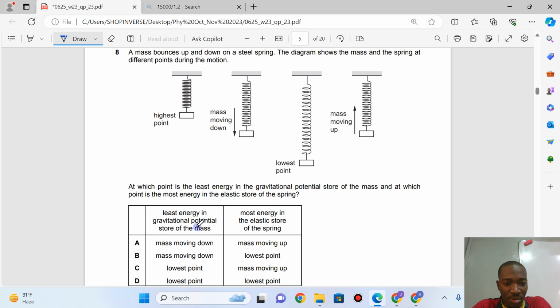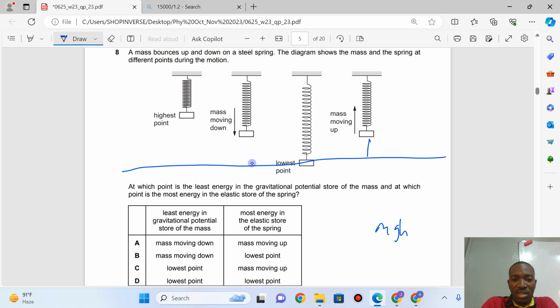Least energy in the gravitational potential store, mass moving down. Least energy, mass moving down. No, not here. Gravitational potential energy is least when the object is at its lowest point. Yes, gravitational potential energy is least when the object is at its lowest point. Okay, yeah, because gravitational potential energy is mgh. So this is the height here.